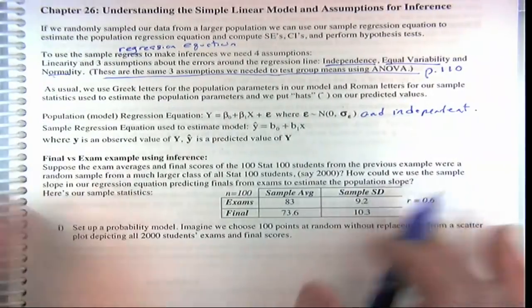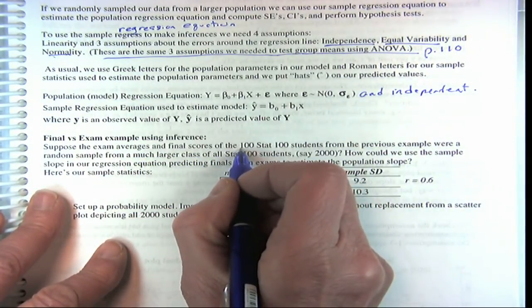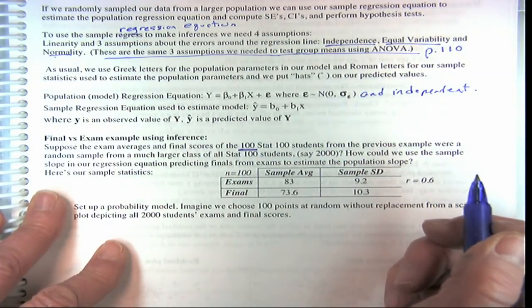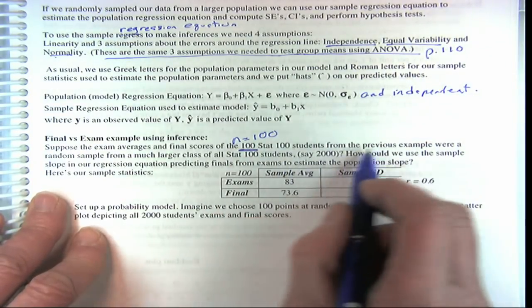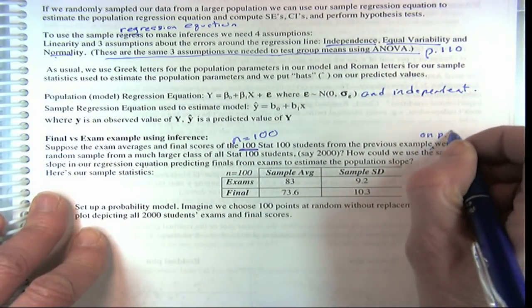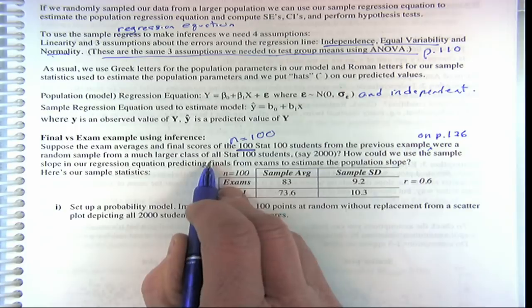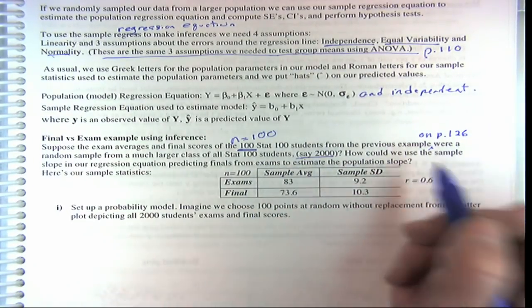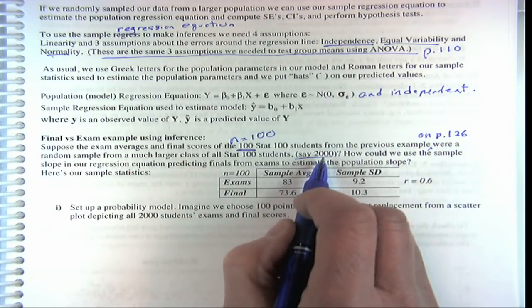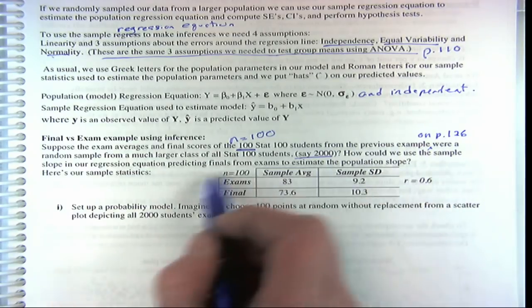All right, so now, suppose those exam averages and final scores of the 100, actually it was 107, but I rounded it to 100 here on our previous page. So n equals 100, from the previous example on page 126. Okay? We're really a random sample from a much larger class of all Stat 100 students during that semester, which was about 2,000. So we randomly drew 100 students out of the 2,000, and then we get these sample statistics.